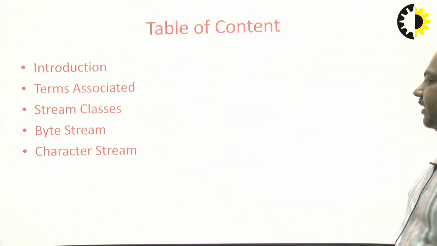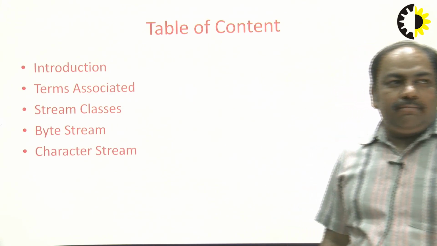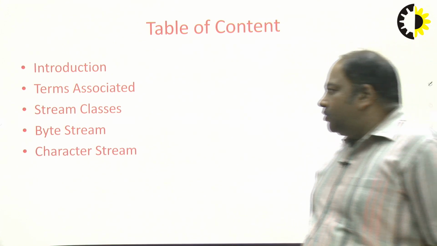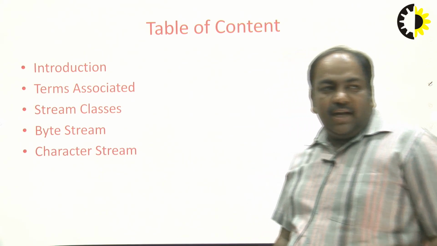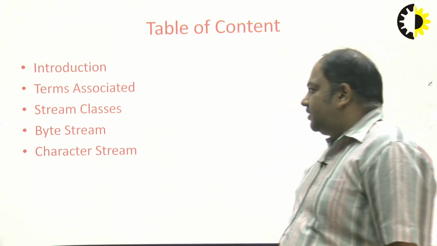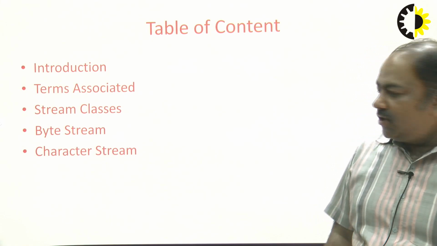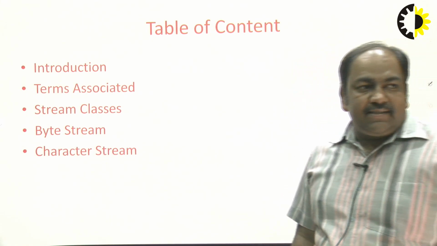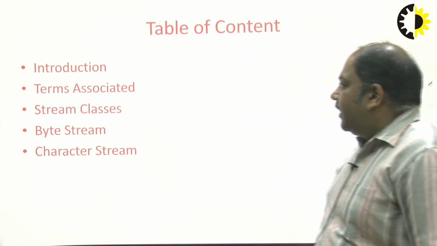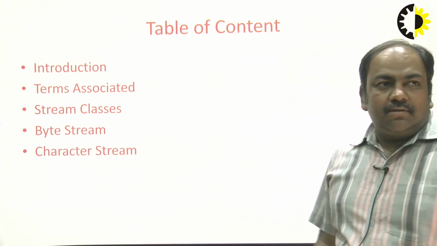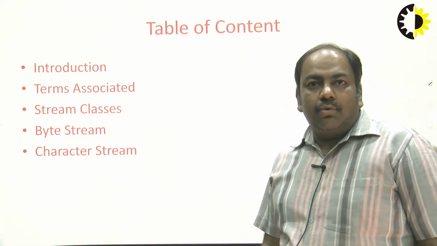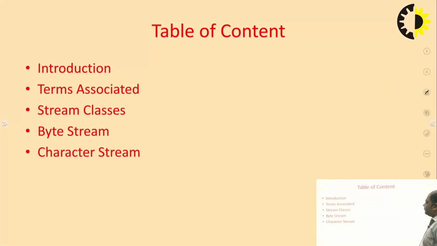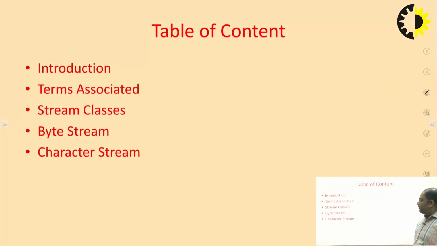My table of contents is: introduction about input and output in Java, the terms associated with input output processing using Java, and the stream classes, that is, what are the different stream classes in Java we use for input output processing. Then the two types of stream classes, details of byte stream and details of character stream, and in the last I will discuss a few programs of how to create a file using Java and how to write in a file using Java. So now let me start with the introduction.